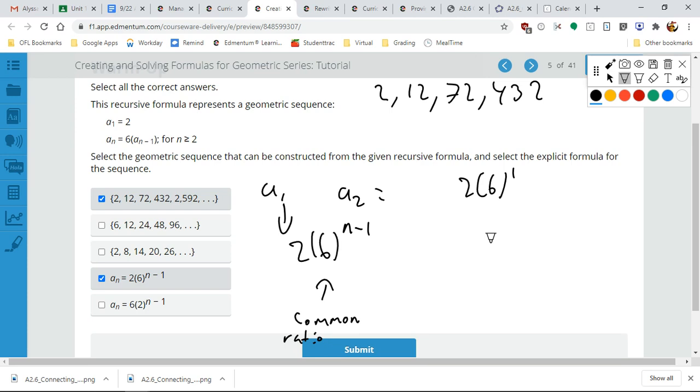So, in other words, saying something like A sub n is equal to 6 A sub n minus 1, this is the exact same thing as saying common ratio. I'm going to put this as C for our common ratio times our common difference to the n minus 1 power. So in this case, our common difference or common ratio was 6.